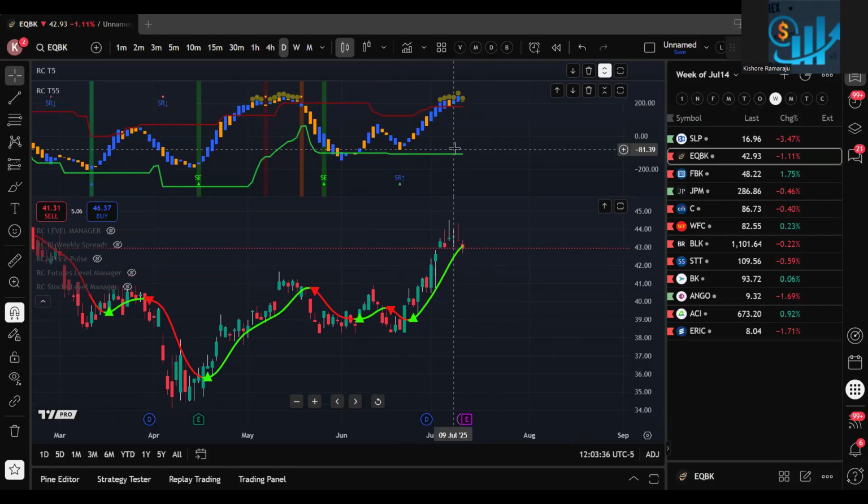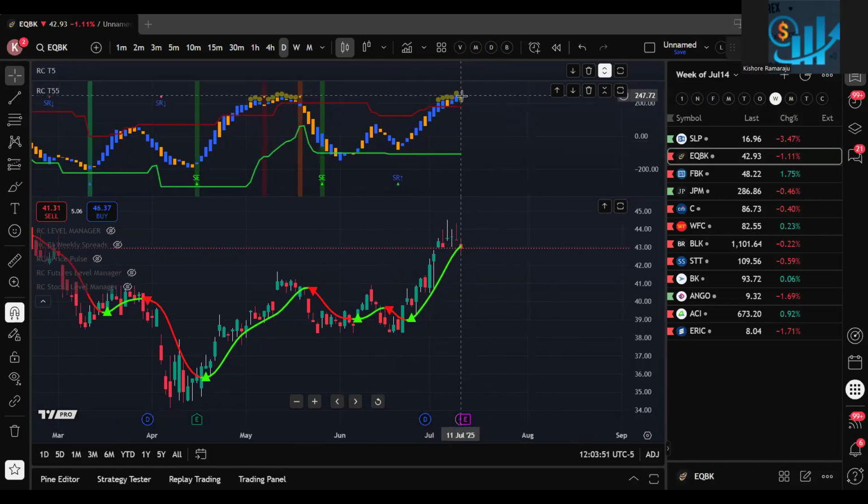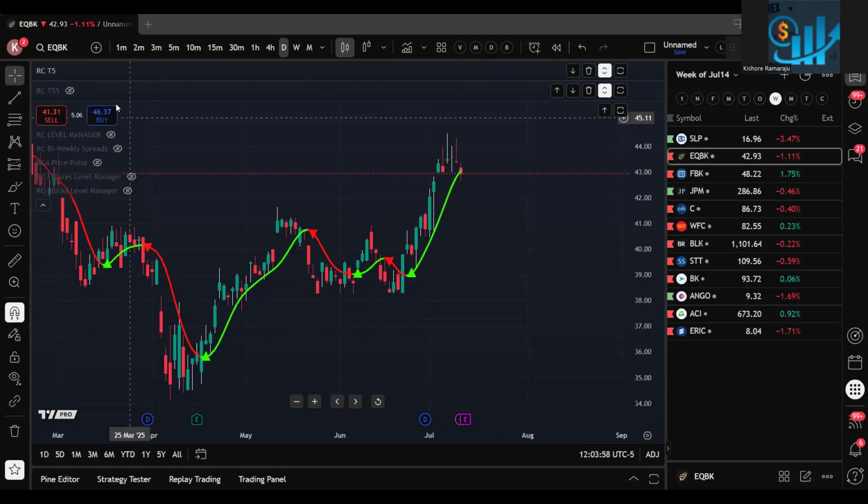So if you see EQBK, T55 is telling that price is already at the top, right? Okay, T55 is telling price is at the top. That means the chances for a drop are much higher, right? Okay, let's hide this one. Now let's go to T5 and check.